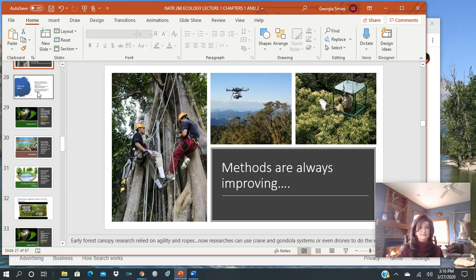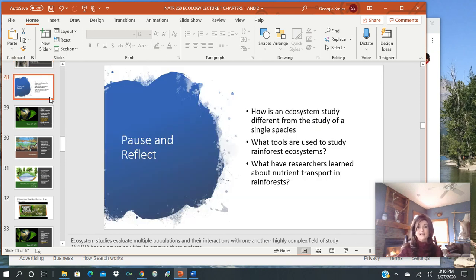Okay, so stop for a moment and think, how is it different studying an ecosystem level study where you're having to look at all populations, all animals, all plants, all biota, all abiota? How is that different from studying a single organism? What tools are needed to study rainforest habitats? And what have researchers learned about nutrient transport in rainforests?